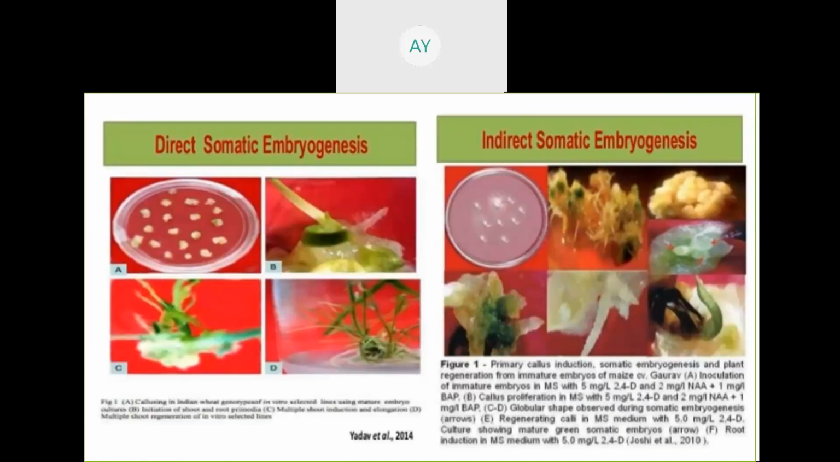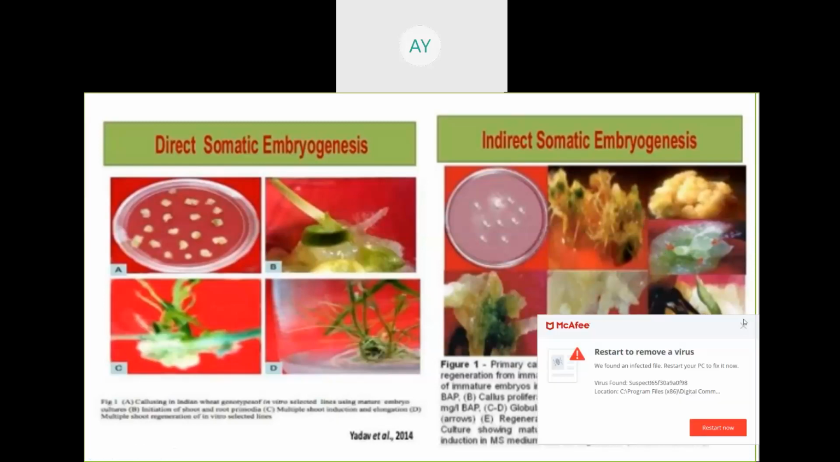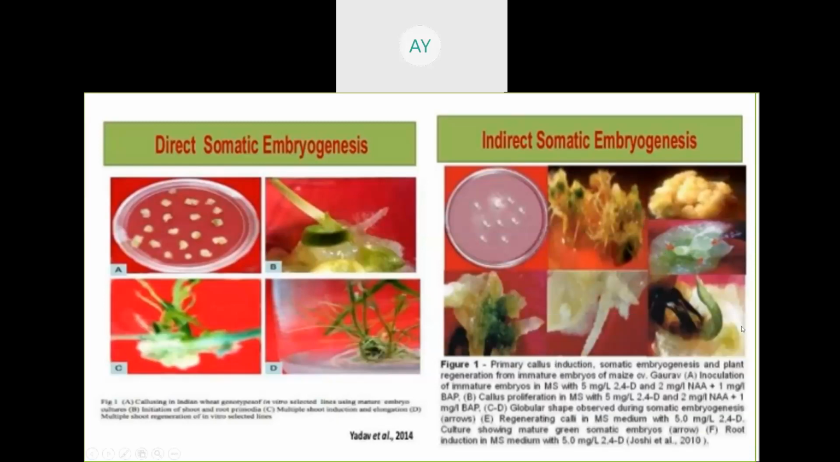So try to understand. This is direct somatic embryogenesis, where we develop the whole plant from the somatic embryo directly. But in the indirect case, first we develop the callus, then the callus develops the somatic embryo, and then we develop the whole plant. This is the difference between direct and indirect somatic embryogenesis. So this is the diagram. There is no formation of callus here, but here there is formation of undifferentiated callus. We cannot demarcate whether it is a root system or a stem system.